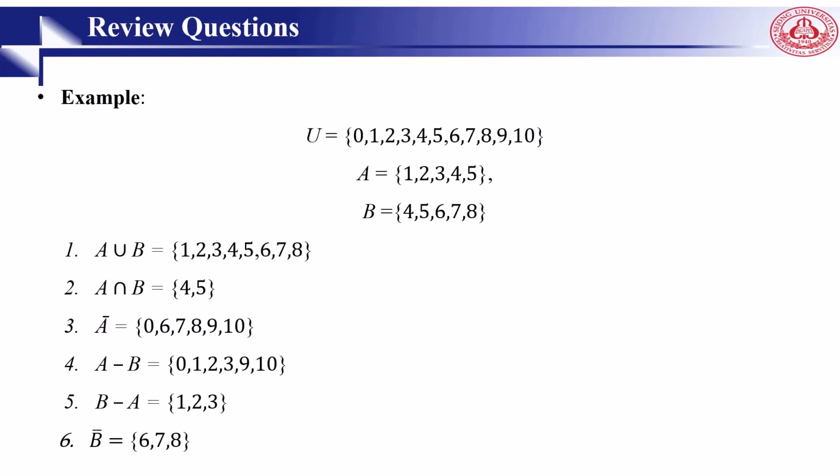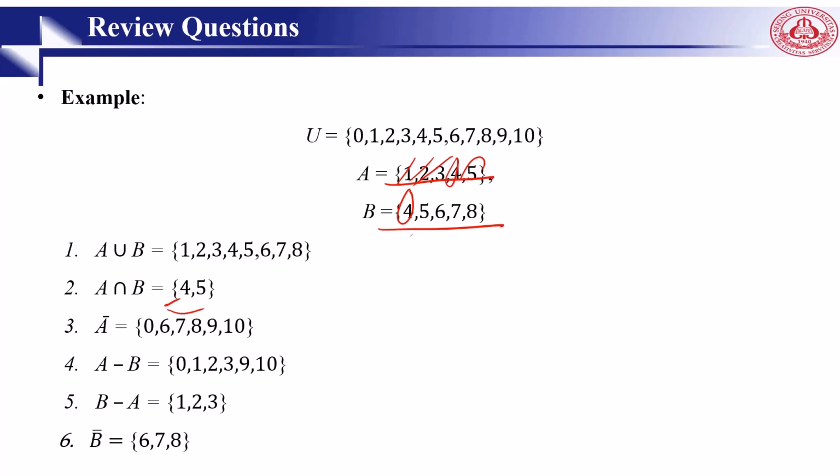Here is an example. Our universal set is 0 to 10, A is 1 to 5, and B is 4, 5, 6, 7, 8. Then A cup B, or A union B, means all of A and B: 1, 2, 3, 4, 5, 6, 7, 8. A cap B, or A intersection B, means the common parts. 1 is not in B, 2 is not in B, 3 is not in B. 4 is here, and 5 is here. Then only 4 and 5.